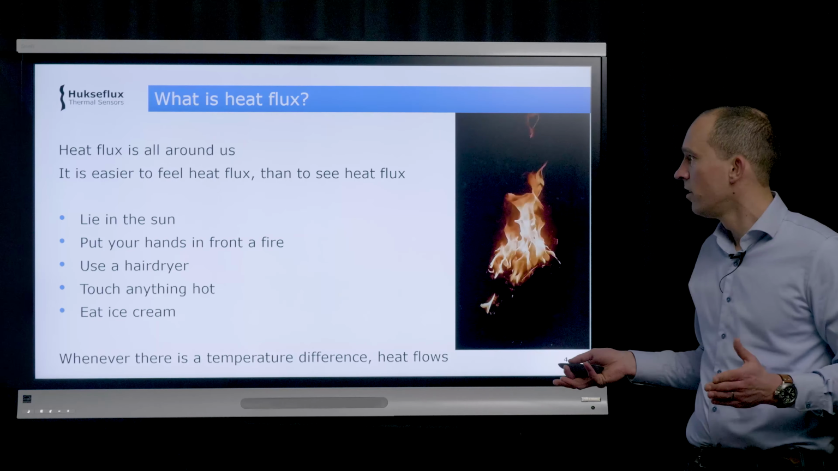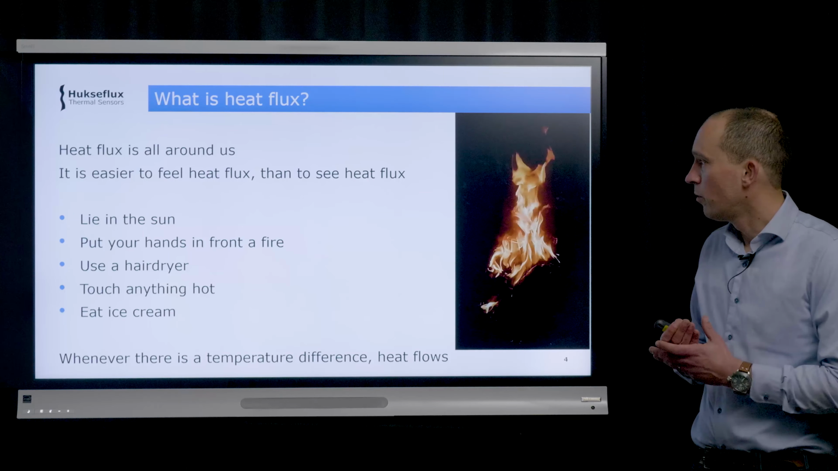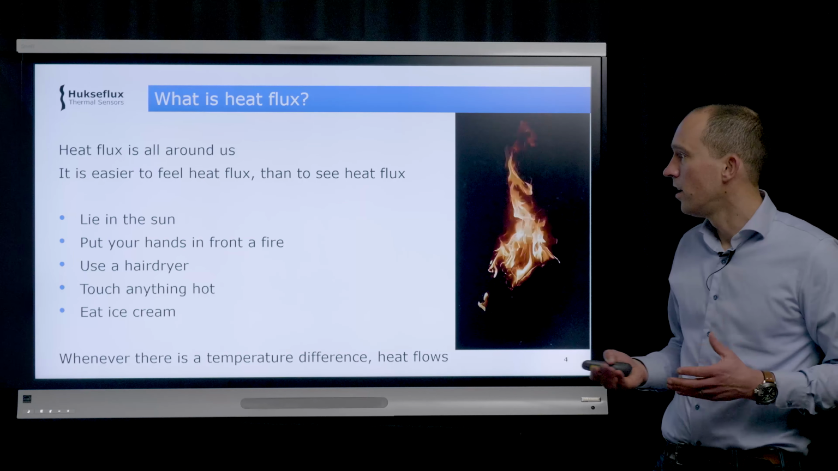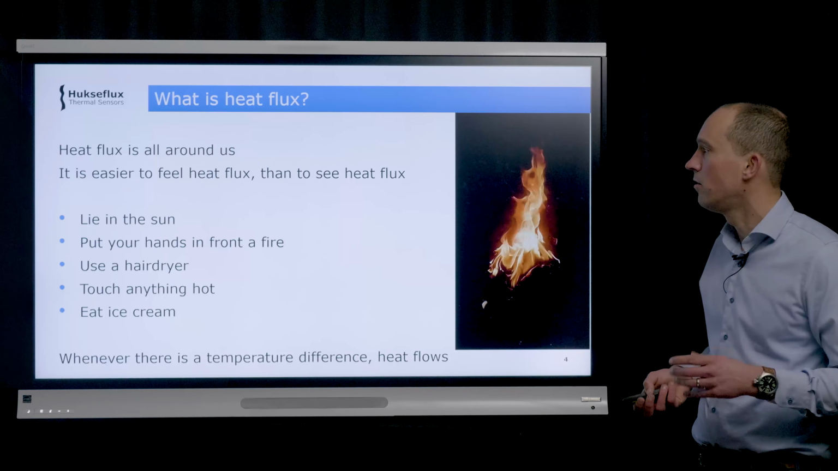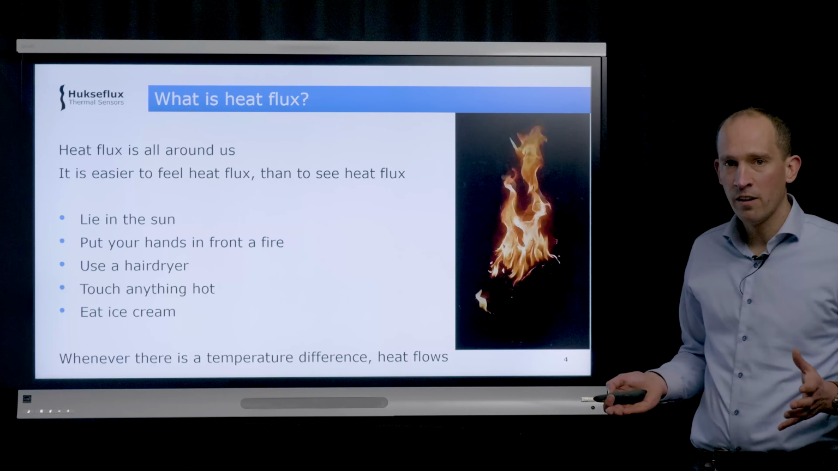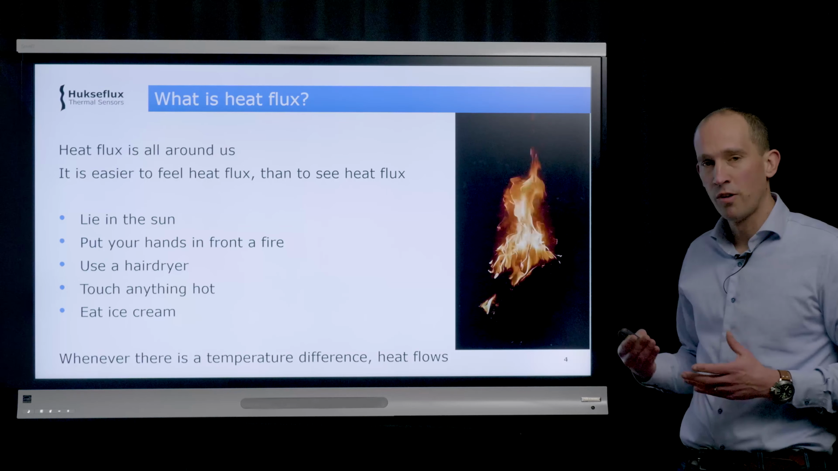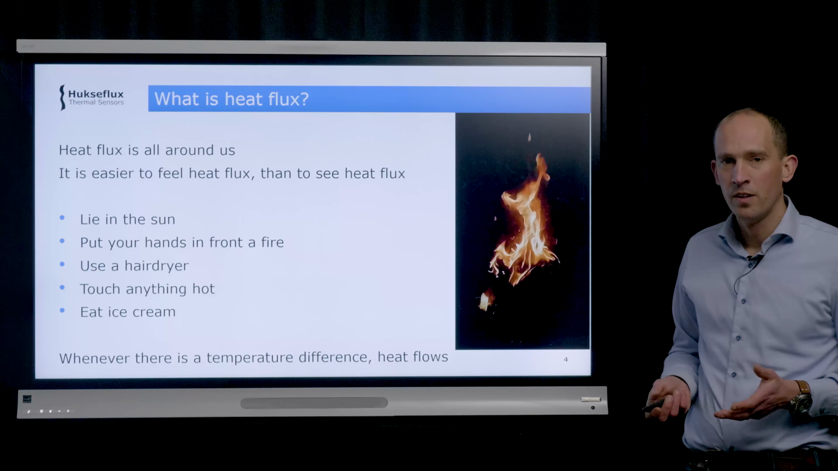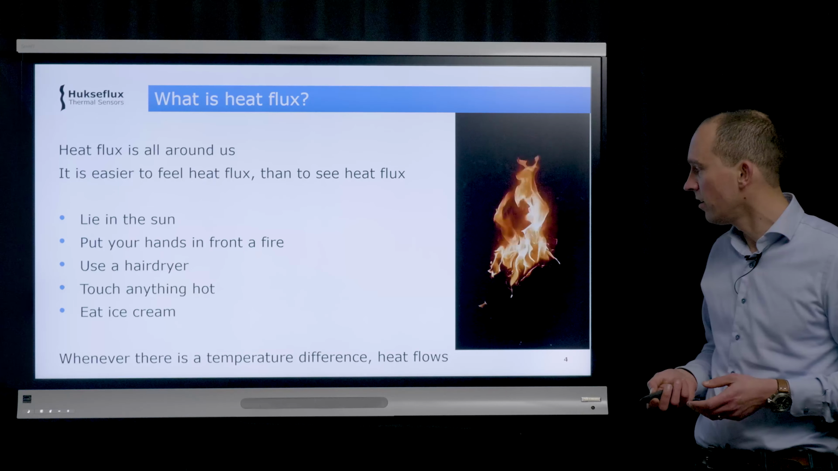Okay, so back to the beginning. What is heat flux? Heat flux is all around us. Whenever there is heat flowing, whenever temperature is changing, there is a heat flux. It's much easier to feel heat flux than to see heat flux. For example, when you lie in the sun, or you put your hands in front of a fire, you use a hairdryer, whenever you touch anything hot, or even when you eat an ice cream, you get a sensation of heat flux. You feel the temperature changing.